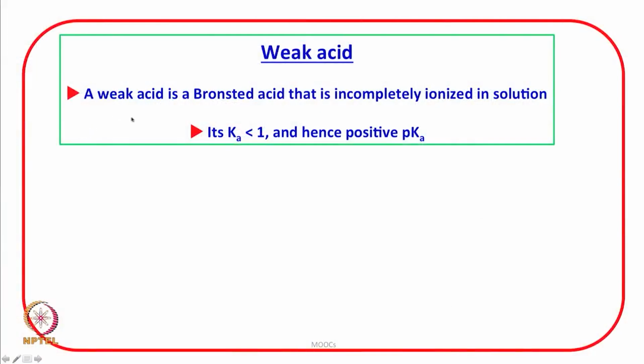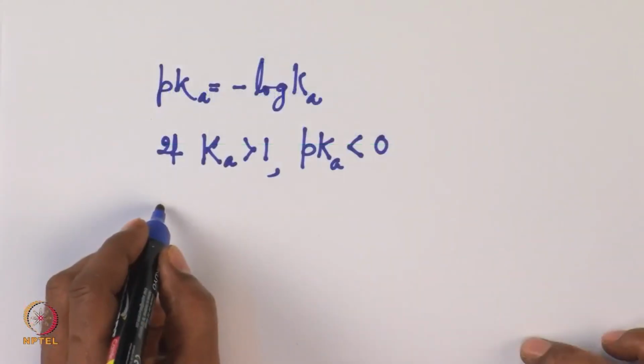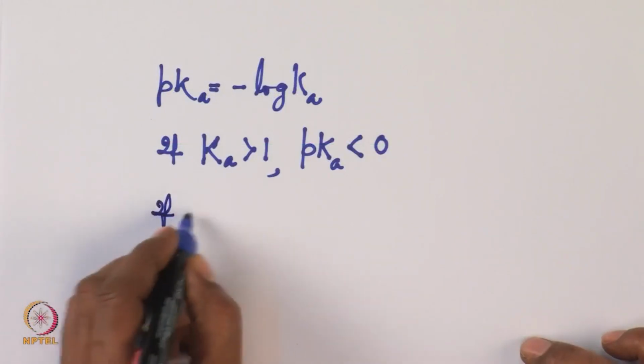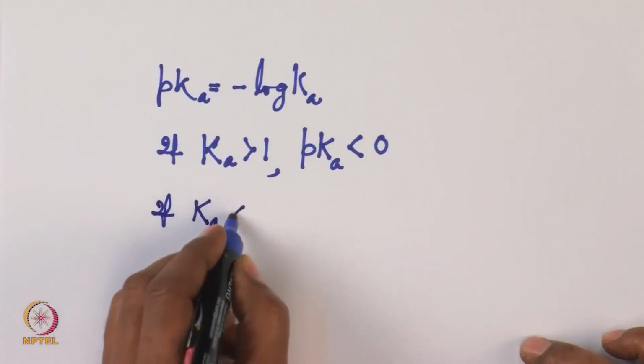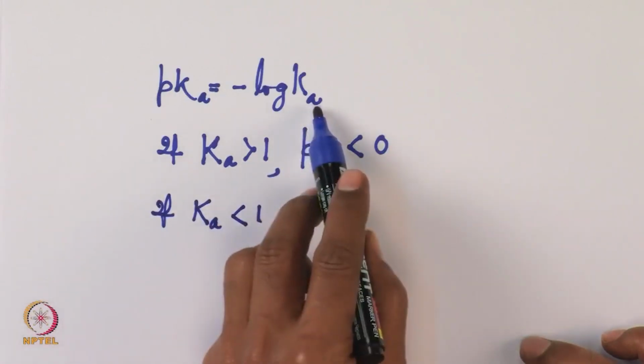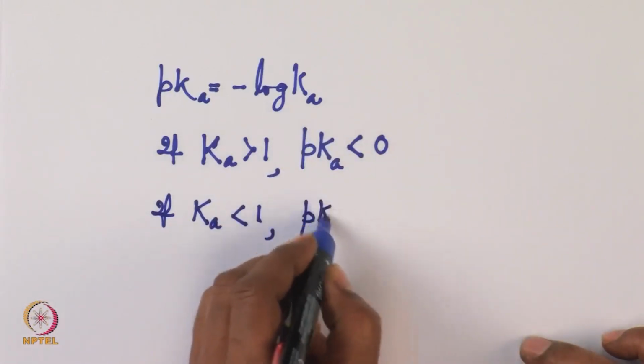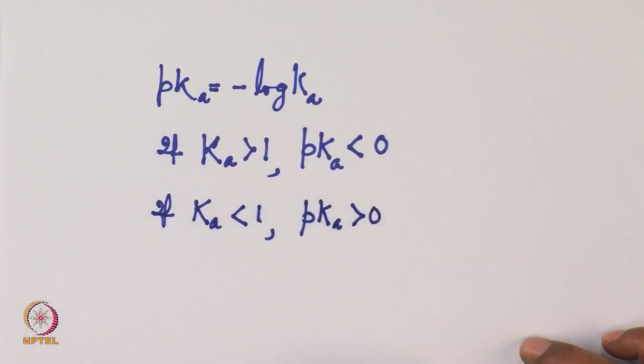A weak acid, when we talk about an acid in an aqueous solution, as seen in this slide, is a Bronsted acid that is incompletely ionized in solution. That means the Ka is going to be less than 1, and since Ka is less than 1, now let us go back to this discussion. If Ka is less than 1, I substitute over here, then pKa will be greater than 0.